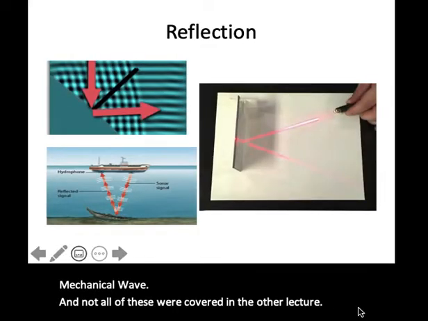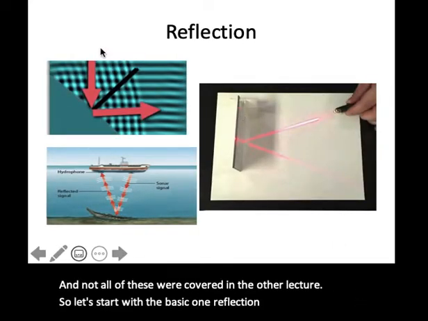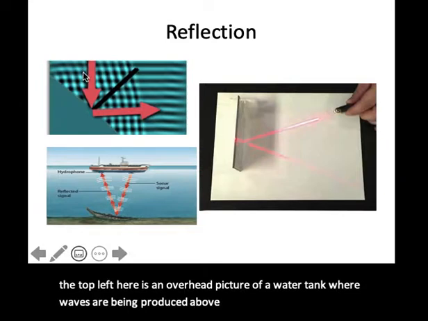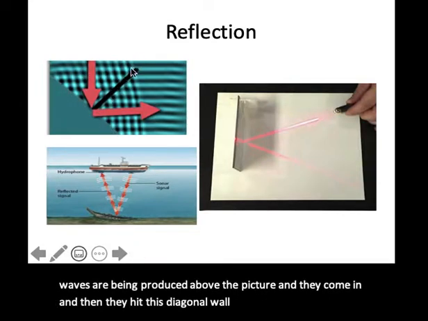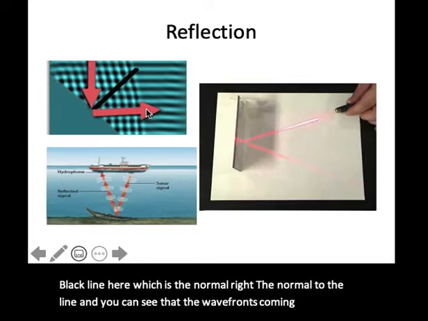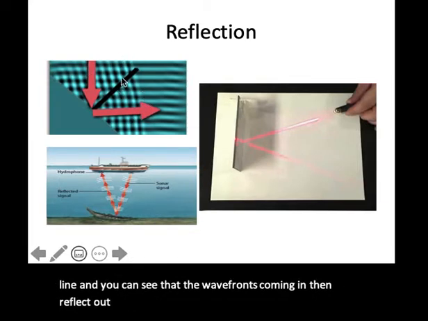So let's start with the basic one, reflection. What you see in the top left here is an overhead picture of a water tank where waves are being produced above the picture, and then they come in and hit this diagonal wall here, and they've drawn a black line here, which is the normal, right? The normal to the line. And you can see that the wave fronts coming in then reflect out at an equal angle, right? So this is a wave tank, so that's a mechanical wave.